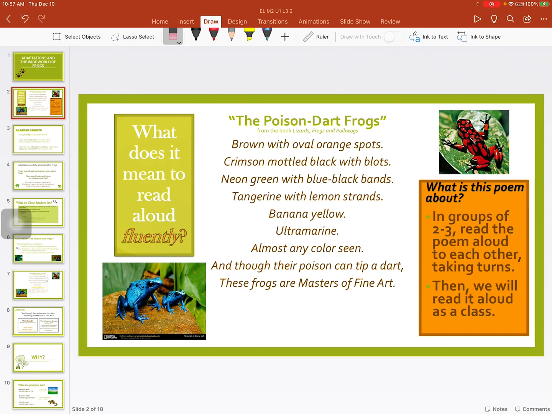So I'm going to read this poem aloud, and then I want you to try to read it to someone at home. The Poisoned Dart Frogs, from the book Lizards, Frogs, and Pollywogs.